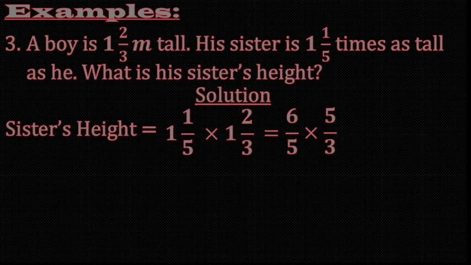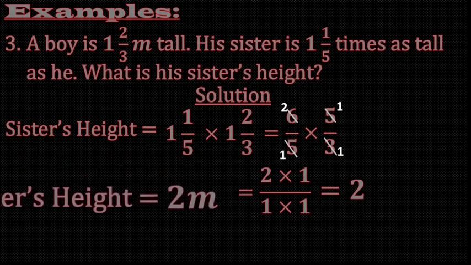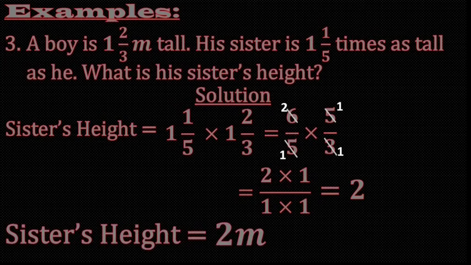Now I'll check for a common factor for my numerators and denominators. 5 is common, so I'll say 5 and 5 I have 1, 5 and 5 I have 1. Also 3 is common, so I'll say 3 and 3 I have 1, and 3 into 6 I have what? 2. I'm left with 2 times 1 over 1 times 1, which will give me 2 as my final answer. So therefore, the sister's height is equal to 2 meters. That's 200 centimeters tall.